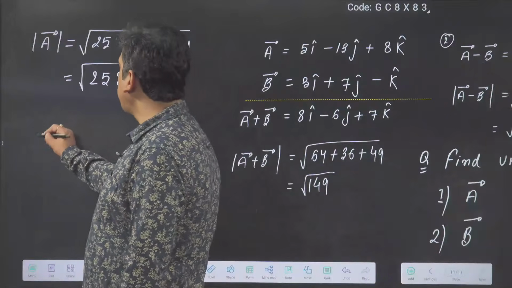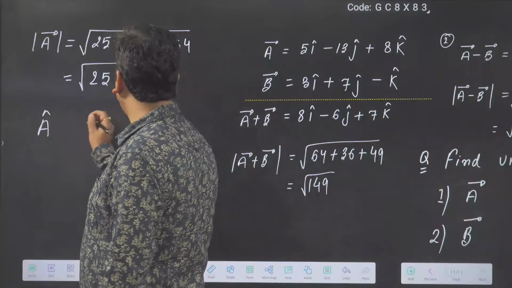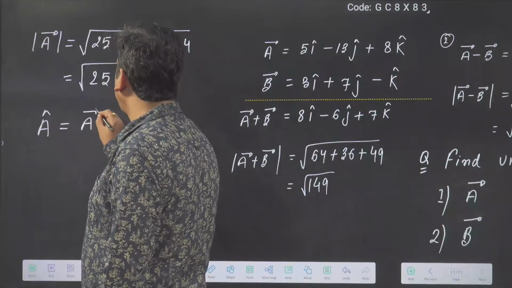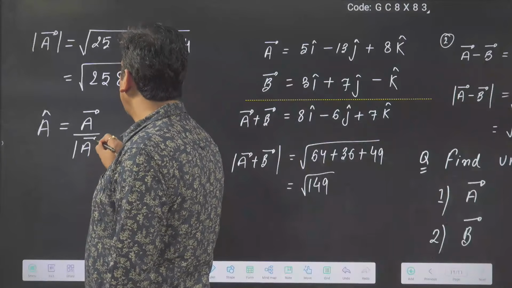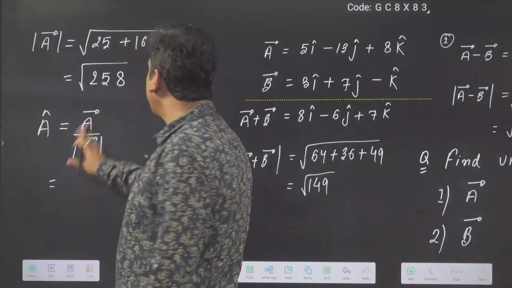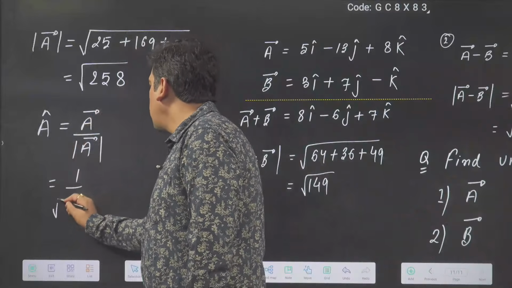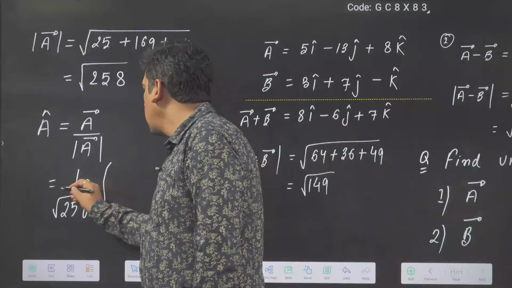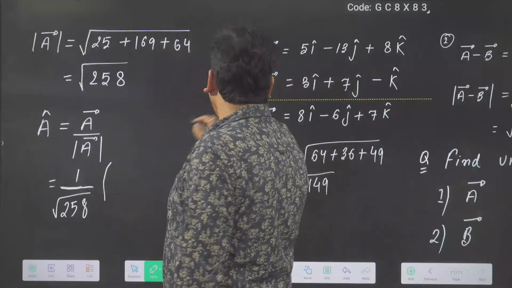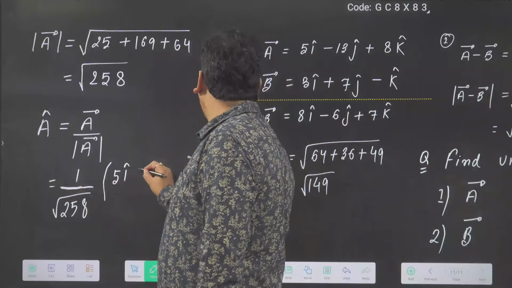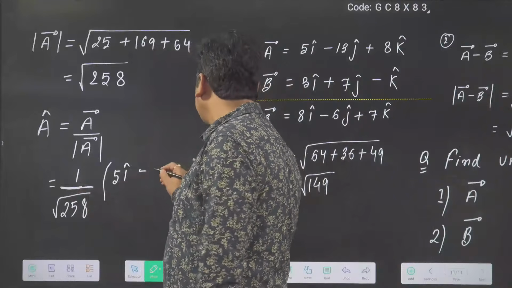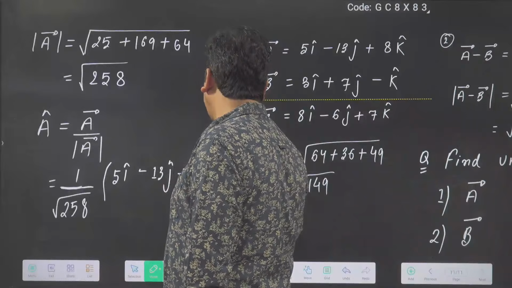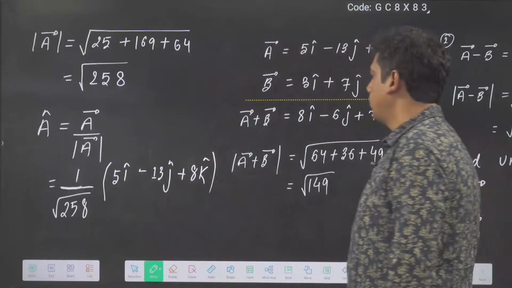So unit vector along A vector, please understand, is nothing but A vector divided by its magnitude. So what you can do, you can take 1 by root 258 common. And you can write A vector like 5 I cap minus 13 J cap plus 8 K cap. This is the answer number 1.